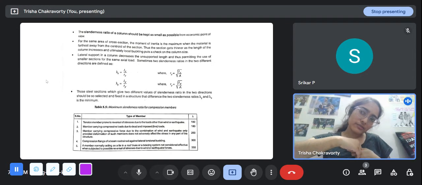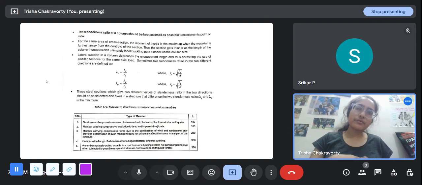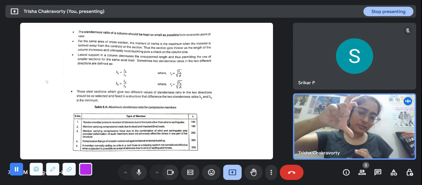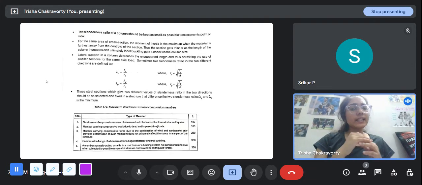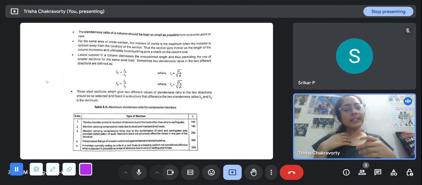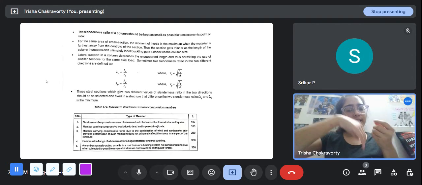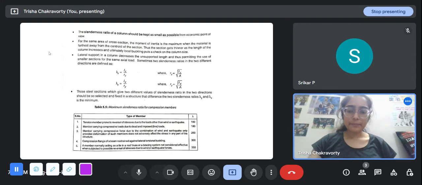So if the column was of length, suppose 10 meters, no, 10 meters is too much, suppose 5 meters, then if you put a check somewhere in between, you could break it into 2 meters and 3 meters. Then the slenderness ratio of both parts will decrease, and both of them individually can take a much greater compressive force than the column as a whole could have taken.